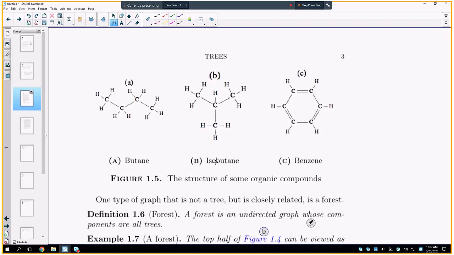As we have talked about, the graph in A is the tree representing butane. Graph in B is the tree representing isobutane, whereas benzene, the benzene cycle, doesn't have a tree structure. As from the name and from the picture, you can see all the carbon bonds have double bonds, and hence it creates a cycle, and that's why the name benzene cycle, and it's no longer going to exist as a tree. It's a connected graph, but it's no longer going to exist as a tree structure in mathematics.